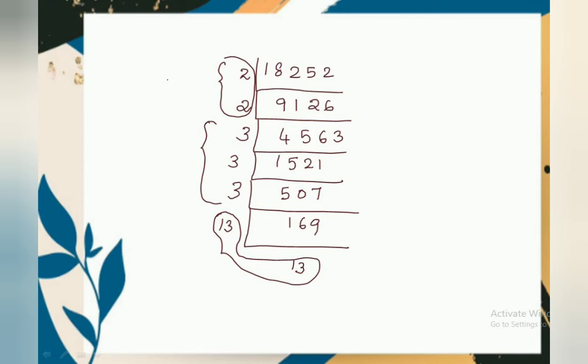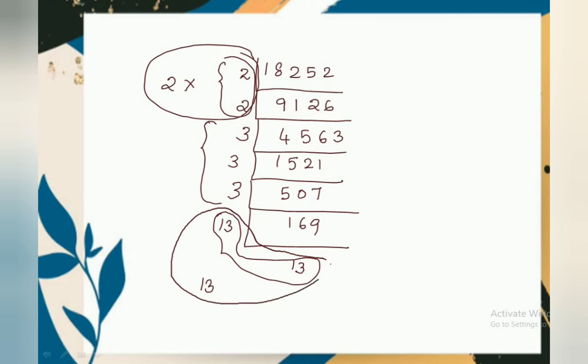If one more 2 is there, then it will be a triplet. If one more 13 is there, then surely it will be a triplet. So, which is the smallest number? Can you tell me which is the smallest number which helps to make 18,252 a perfect cube? Correct. It is 13 into 2. It is 26.